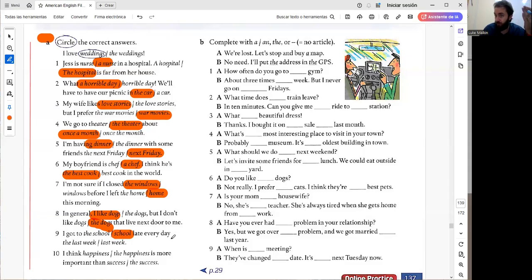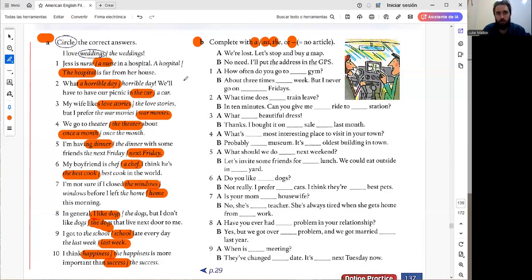Nine, I go to school. Remember, that's an exception, like home and work. Late every day last week. Never "the last week" in English. And ten, I think happiness, generally, is more important than success, generally. No article is necessary.